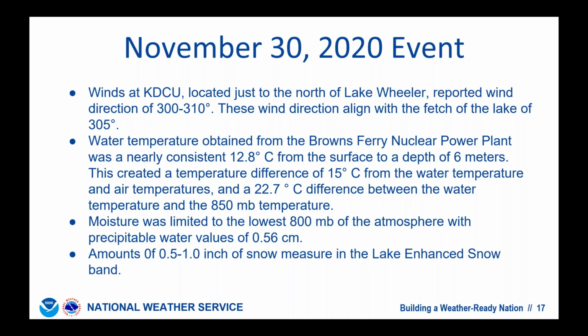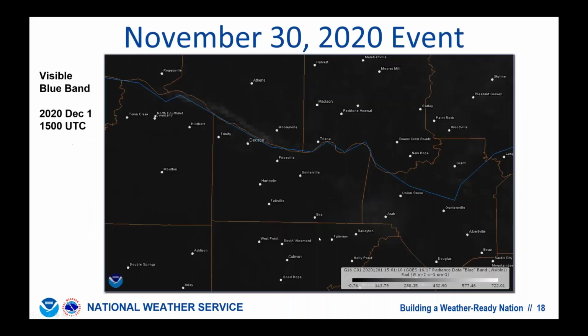Moisture was limited to the lowest 800 millibars of the atmosphere, with precipitable water values that are really low, 0.56 centimeters. But there were amounts of half an inch to an inch of snow measured in the lake enhanced snow band. You may have to adjust your screen resolution for this. Sorry, the visible blue band the next day is really hard to pick out here, but kind of circling this area in eastern Morgan County and western Marshall County.